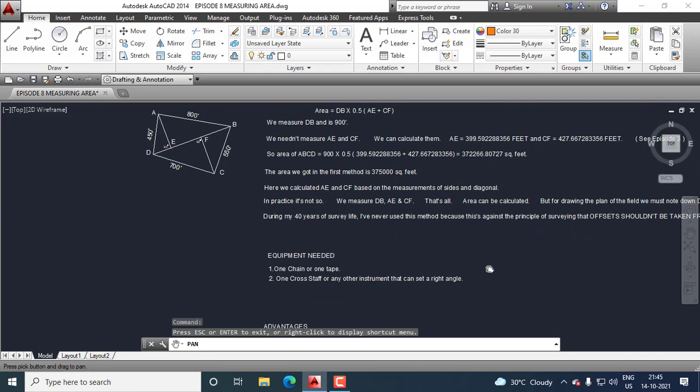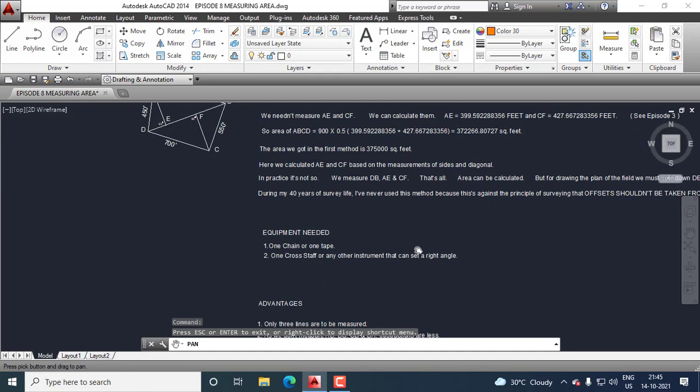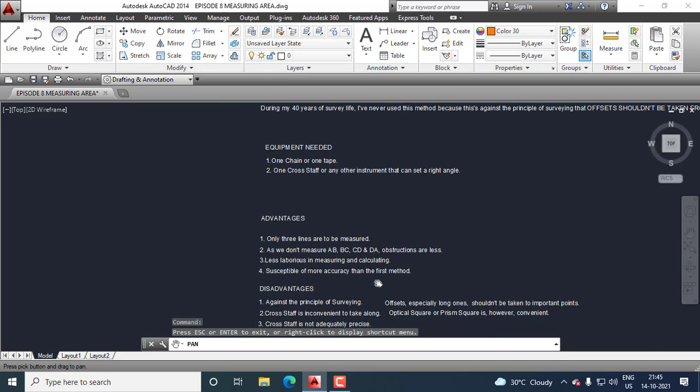Equipment needed for this method of survey is one chain or tape, one cross staff for setting out 90 degrees. Advantages of this method are only 3 lines are to be measured, minimum lines. In the previous method 4 measurements were taken, but here if we take 3 measurements it will be enough.